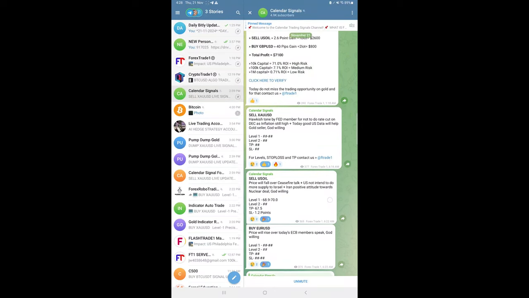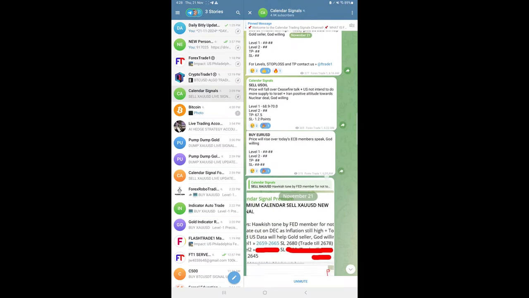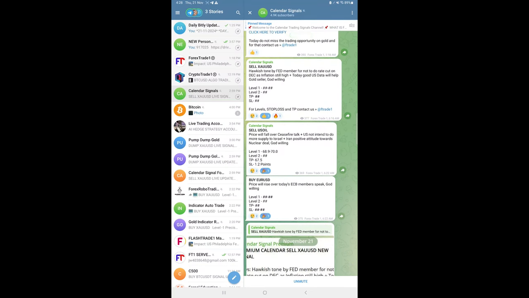Here is a performance for today's calendar signals. Today's date is 21st of November, and today we gave these three signals: sell gold, sell oil, and buy EURUSD. EURUSD is yet to perform, gold performed very well, and USOIL has a small gain of 0.6 points as of now.